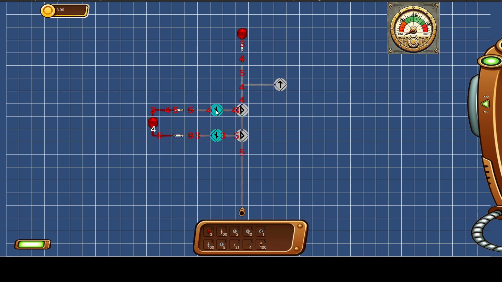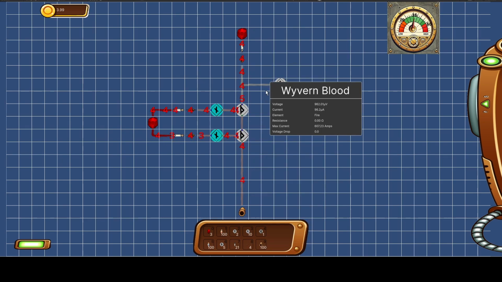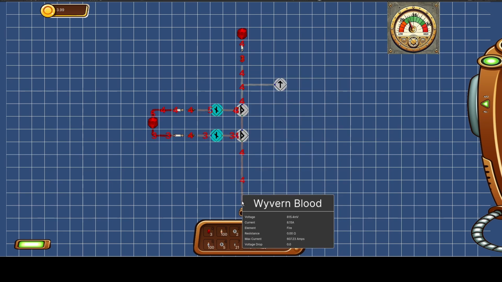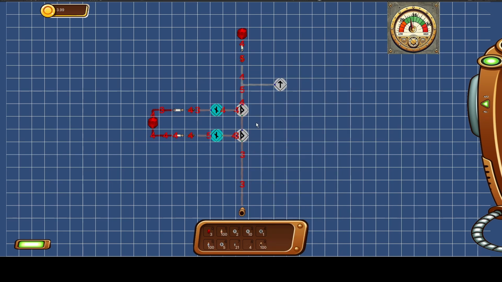If I turn both of them on, now we've created a short to ground, which is a preferential path over this path here. So all the charges want to go this way. And so if both of these are on, nothing comes out of here. But if only one of them is on, things go out here. That is a NAND gate.